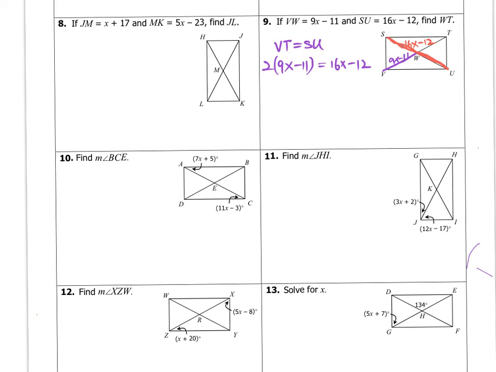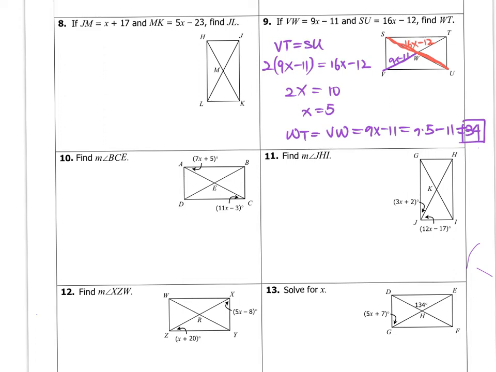You would come out to be 18x, so that's 2x on the other side should be 10. X should be 5. If you have x, we're asked to find WT. WT should equal VW. And VW is 9x minus 11, so it's 9 times 5 minus 11, and that should give me 34. So 34 is your final answer. Okay, again, it's looking for which part is equal to which part.